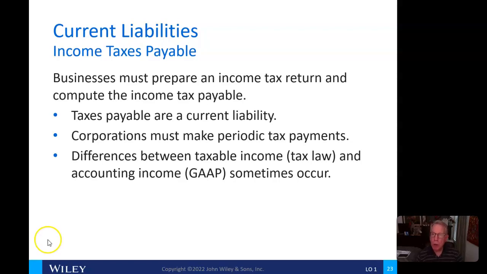When we left off, we were looking at income taxes payable. Businesses, corporations must prepare an income tax return and compute income tax payable. Taxes payable are a current liability. Corporations must make periodic tax payments. And the difference between taxable income computed by the tax law and accounting income computed via GAAP sometimes occurs.